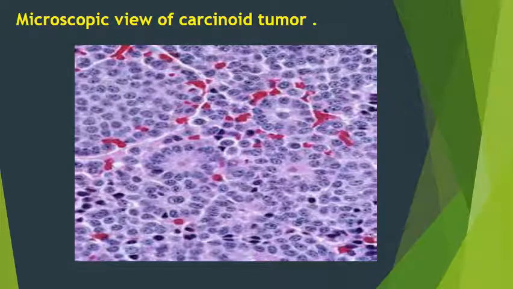This is the microscopical view of the carcinoid tumor, looking like nests and sheets of uniform looking cells, with regular round nuclei and stippled chromatin. If you focus here, you see that the chromatin is stippled like salt and pepper, which is a characteristic feature of neuroendocrine tumors in general. They may form rosettes. This is also a feature of a neuroendocrine tumor.